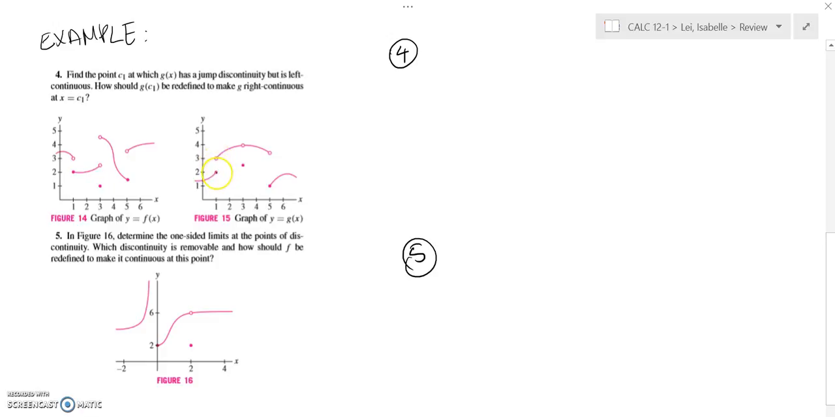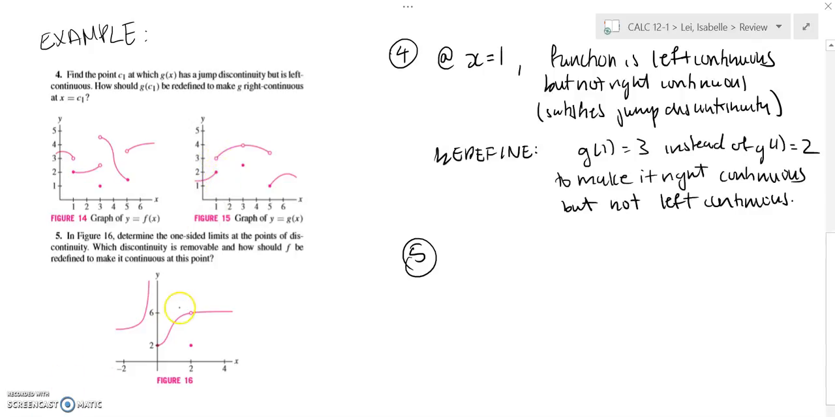But then this means that this makes it right continuous, but it is no longer left continuous because there would be a hole here and then it would be filled in here once we redefined it. So I just summarized what I said over here in writing, so you can just review it instead of having to go back and listen to me explain it again.